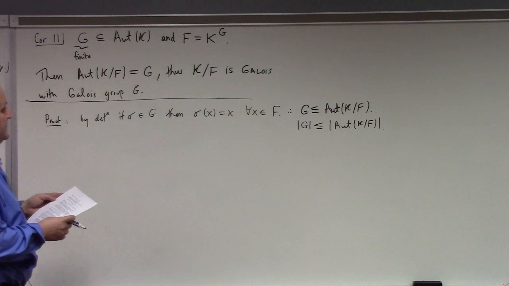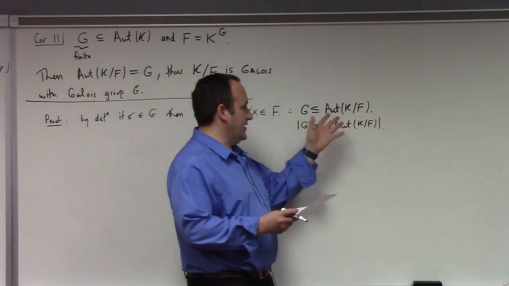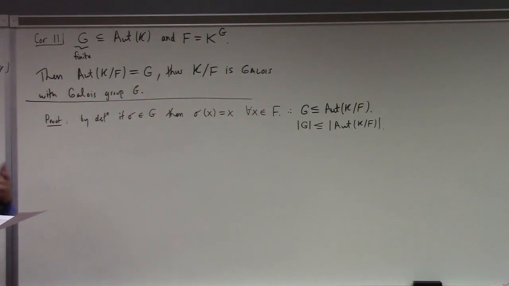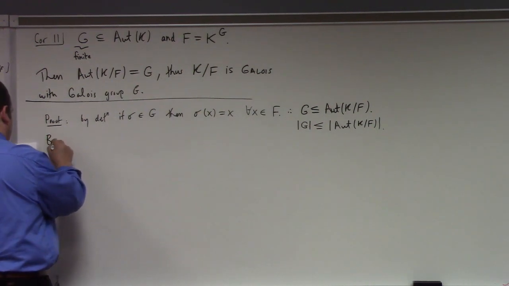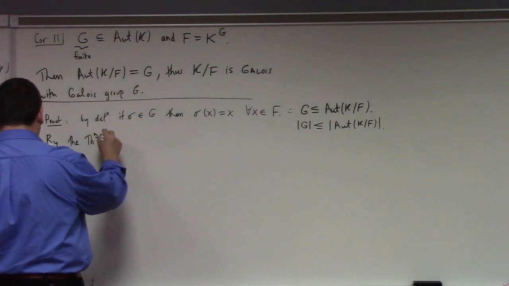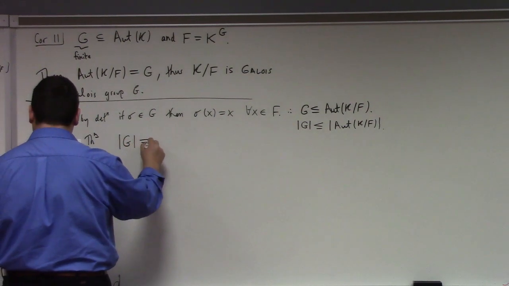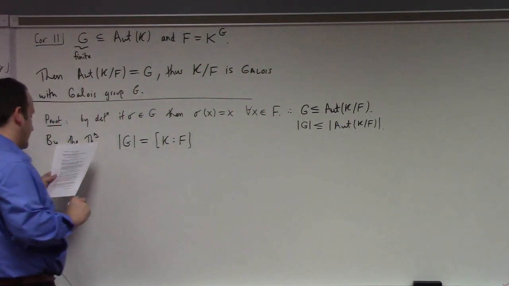Okay, anyway, the point is G is a finite set, right? And it is a subset of Aut K over F. And since we're in this context, if we could prove that the size of G was the same as the size of Aut K over F, we'd be done, right? And so I think that's the next part of the proof. He says, by the theorem, which theorem? You guys tell me which theorem. By the theorem, we have that the order of G is equal to the degree of K over F. Which theorem is he referencing here?